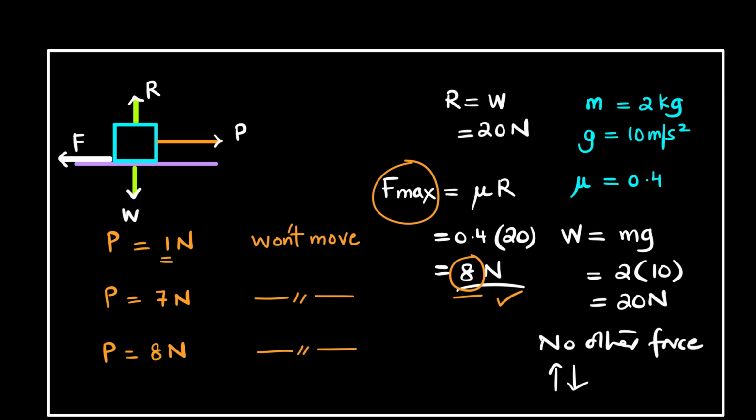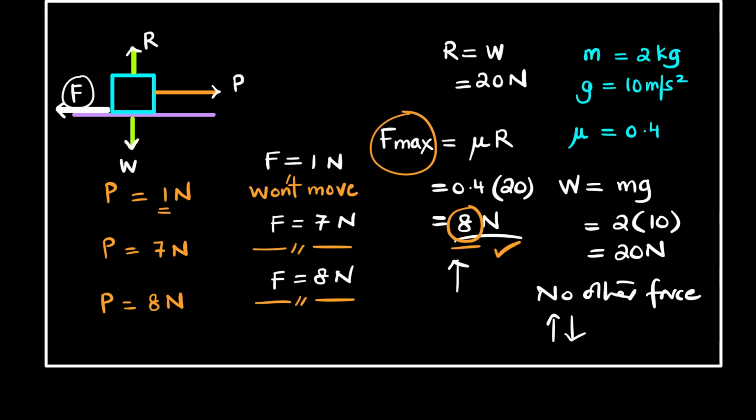But what is the value of friction in all the three cases? According to Newton's third law, action and reaction forces are equal but in opposite direction. In the first case, the value of F is also 1 Newton. In the second case, the value of F is 7 Newton. In the third case, the value of F is 8 Newton. But now the friction won't be exceeding this particular value.